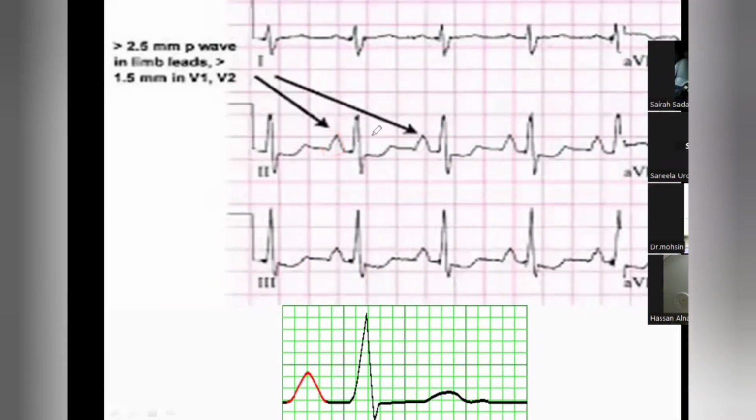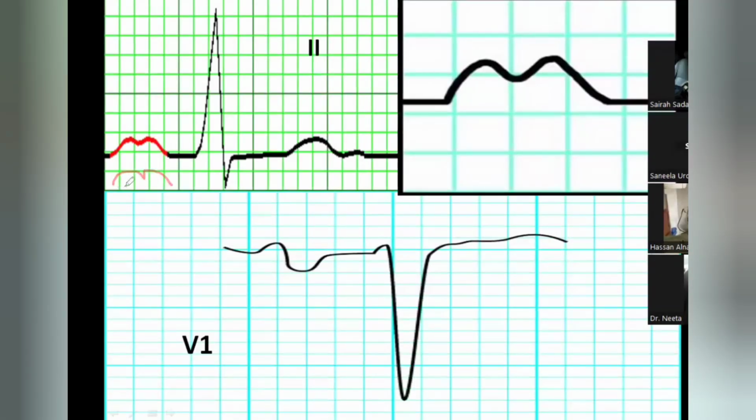I have tried to show you P pulmonale. These are the large squares. Don't take them as small squares. And then again, this is the tall P wave, also known as P pulmonale, and this is known as P mitral. It is wider, more than 2.5 small squares.